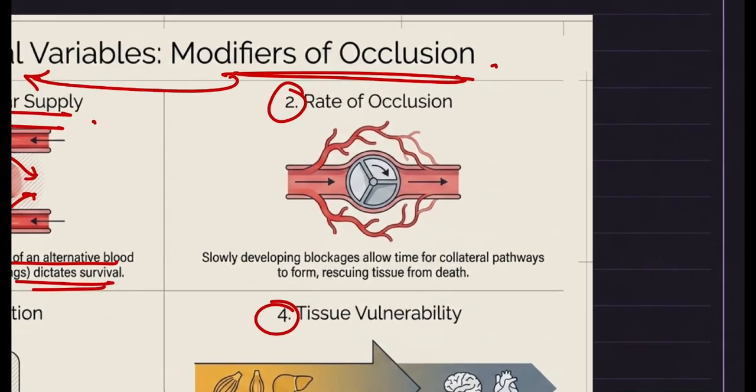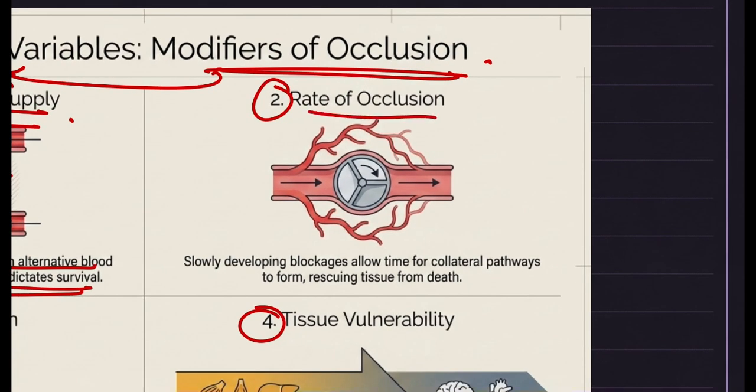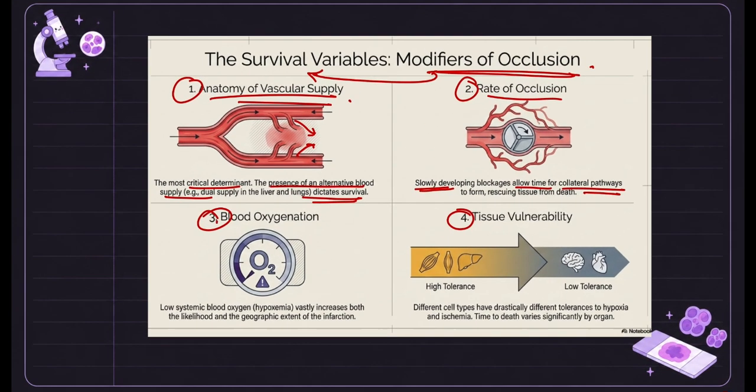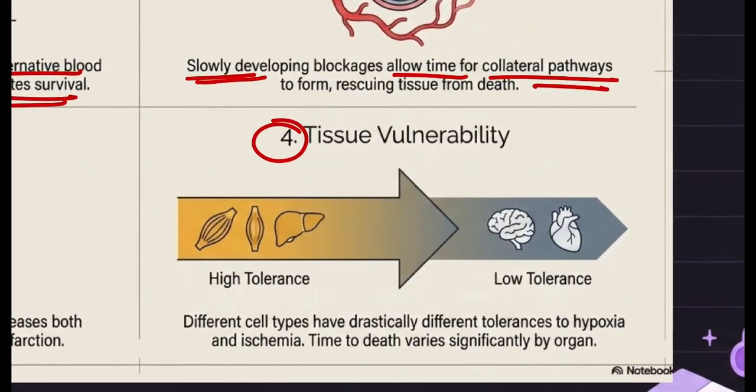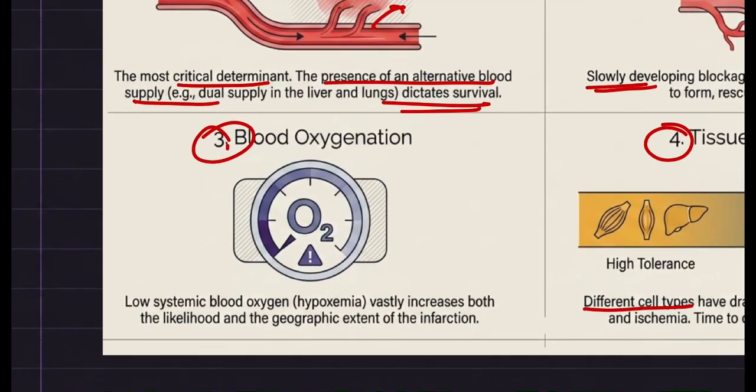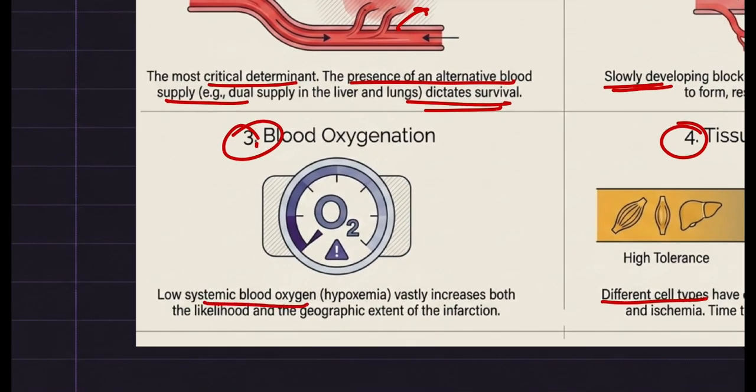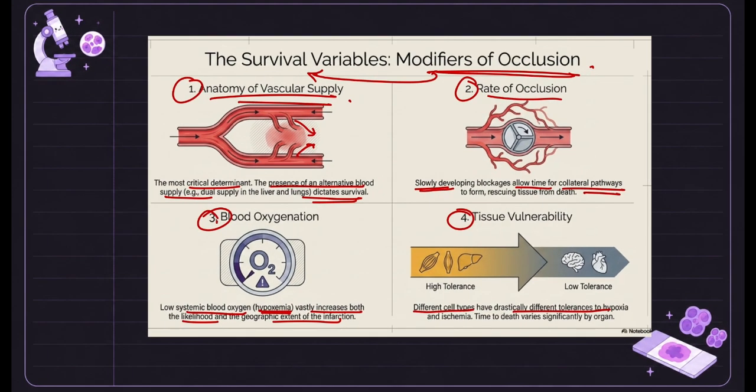Second is the absolute rate of the occlusion. A slowly developing blockage is much safer. It allows precious time for entirely new collateral pathways to form. Third is tissue vulnerability. Different specific cell types possess vastly different baseline tolerances to ischemia. Fourth is total blood oxygenation. Low systemic oxygen levels are called hypoxemia. Having hypoxemia vastly increases both the likelihood and the overall geographic extent of a fatal infarction.